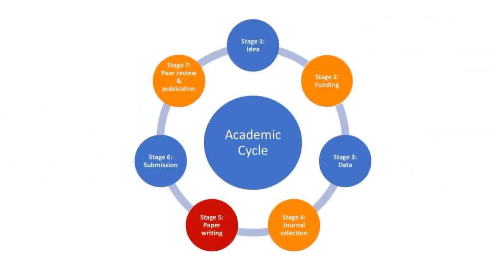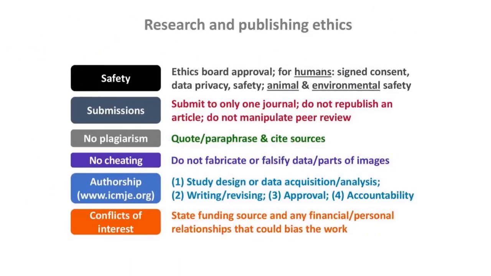And you saw this last time we met on Monday as well, as we go round and around that hamster wheel of academic publishing from beginning to end. We are, as authors, as publishers, as academics, facing ethical issues at each step of the academic publishing cycle. So let's get started. Let's think about what this might mean for us as authors, as researchers, as publishers. Well, research and publishing ethics encompasses a number of important areas: safety, submissions, plagiarism, preventing cheating, authorship issues, and conflicts of interest.